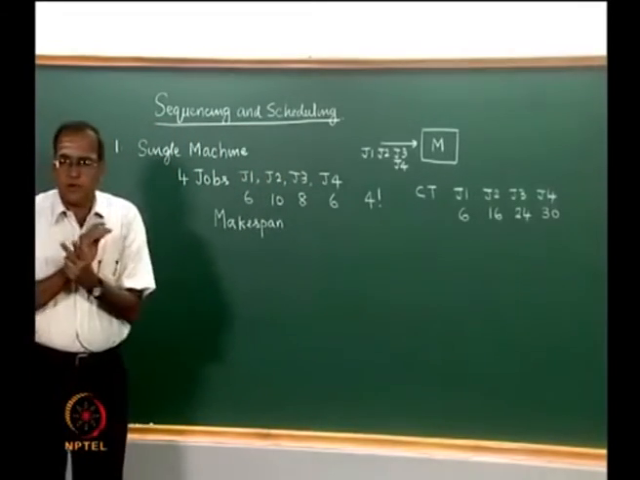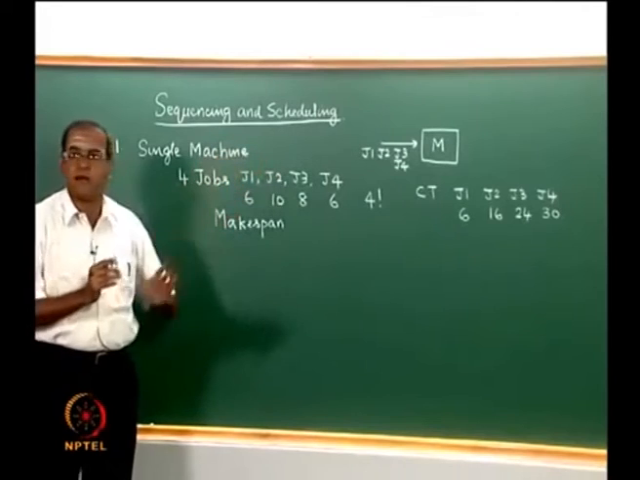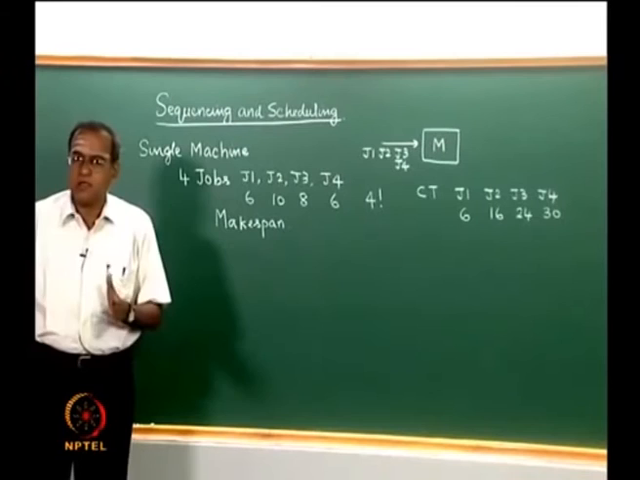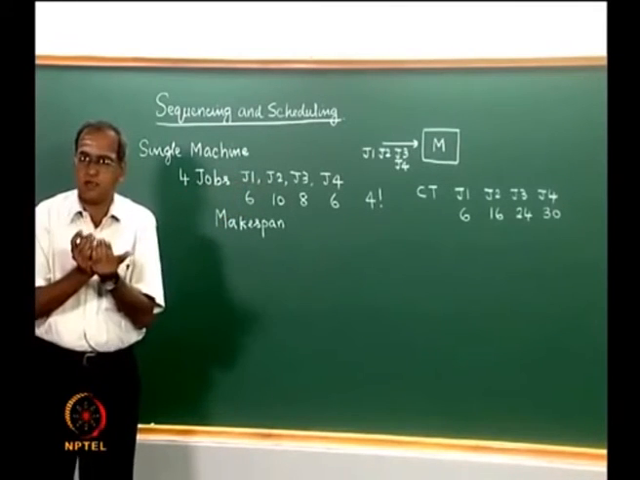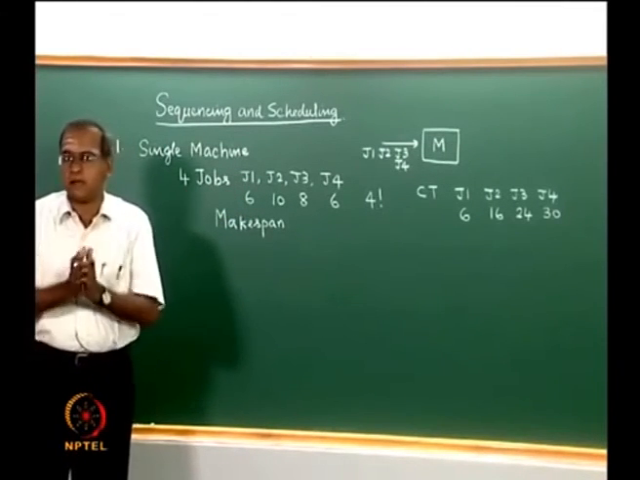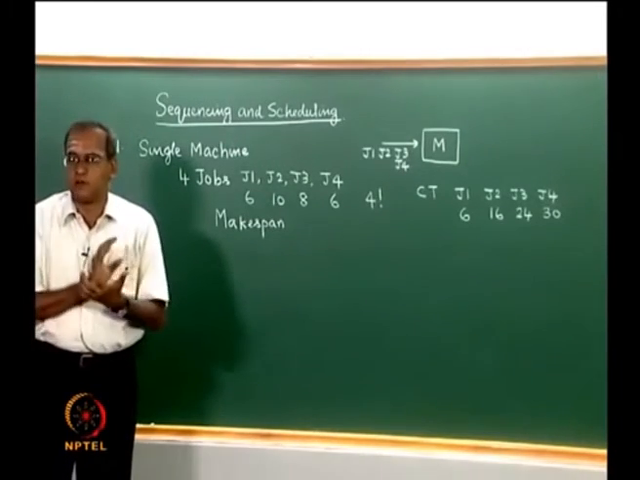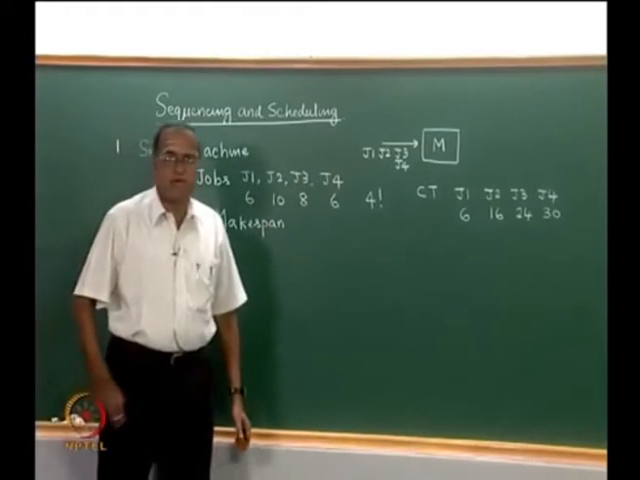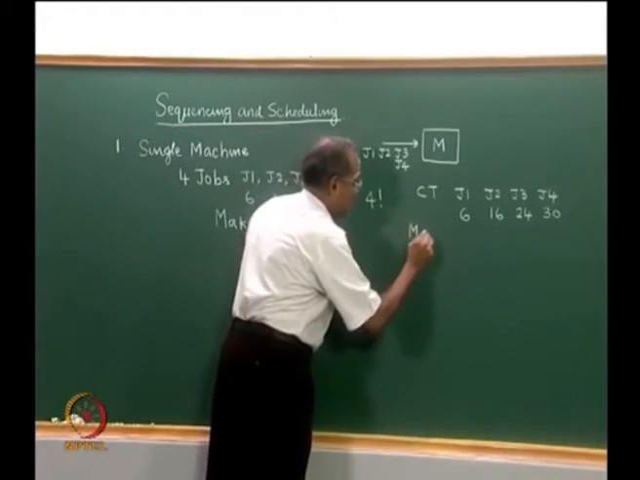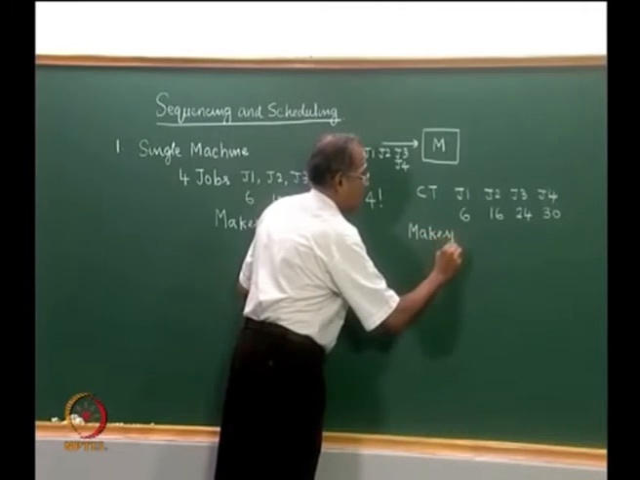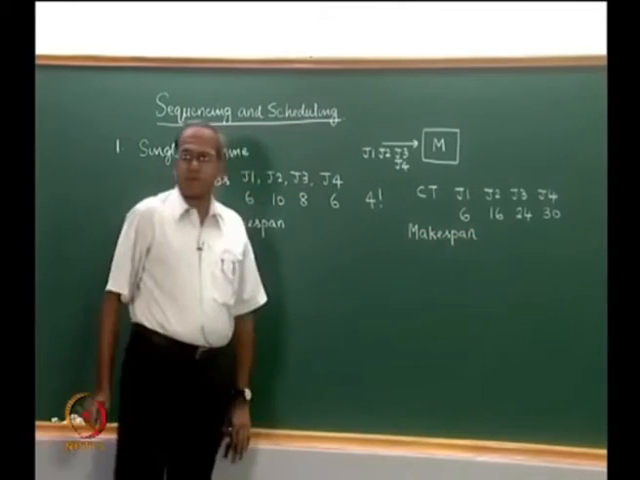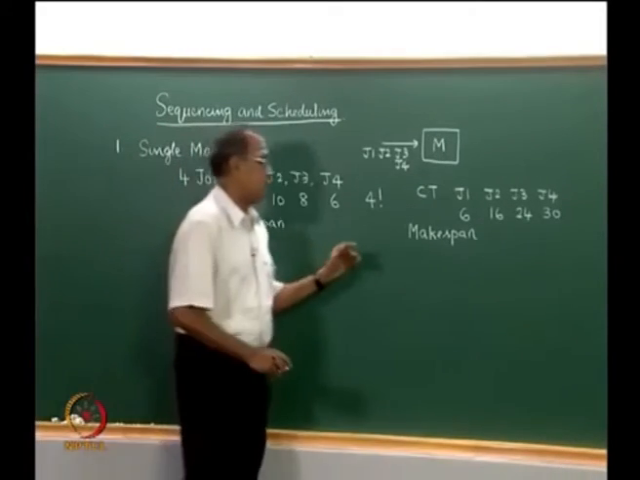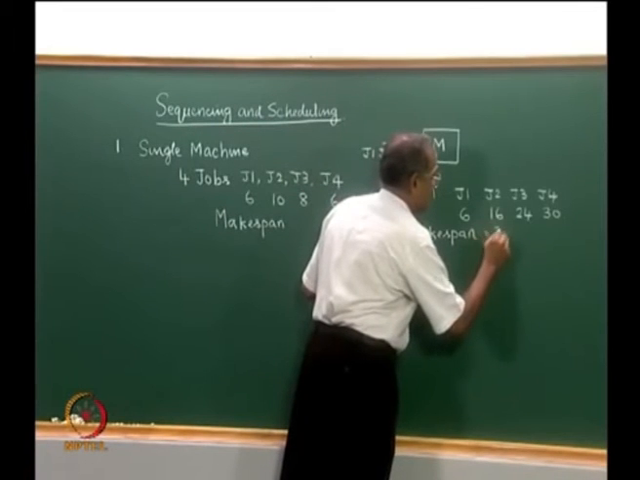Now, as I said, there are 2 important assumptions. One is the machine can process only one job at a time. We also make an assumption that the machine is not kept idle when there are jobs waiting in front of it. Now, if we look at make span as the objective, make span is the time at which the last of the jobs is completed. So, make span for this sequence is 30.